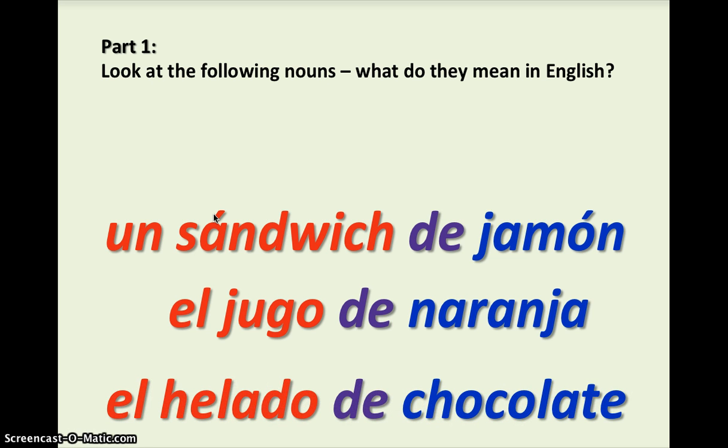Alright, let's look at these three examples and figure out what they mean in English. Un sándwich de jamón, el jugo de naranja, el helado de chocolate. In the first example, ham describes sandwich, so it's a ham sandwich. In the second example, orange describes juice, so it's orange juice. And in the third example, chocolate describes ice cream, so it's chocolate ice cream.